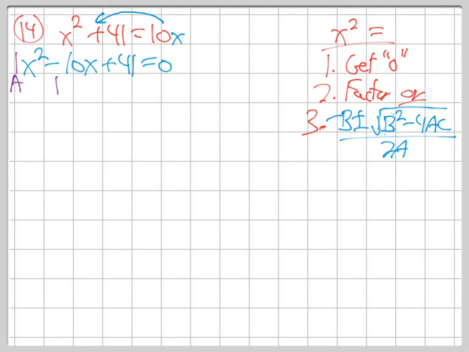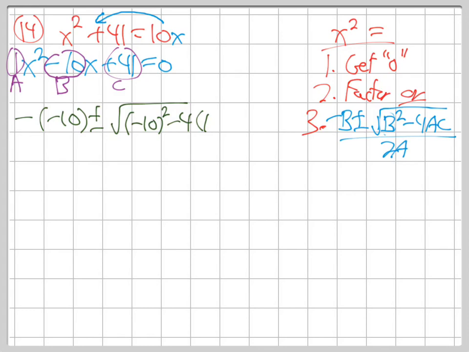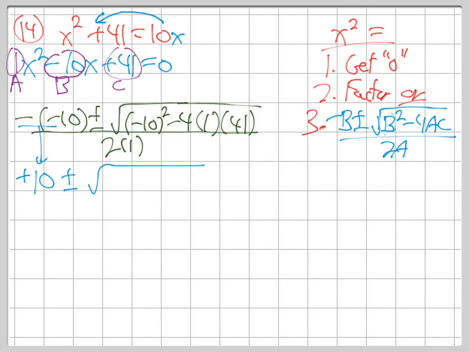So a is 1, b is negative 10, c is 41. So I'm going to do the quadratic formula then. Here we go. Negative b, negative 10, plus or minus the square root of b squared minus 4 times a times c all over 2 times a. So that's 10 plus or minus, these two negatives become positive 10, plus or minus the square root of 100 minus 164, all over 2.